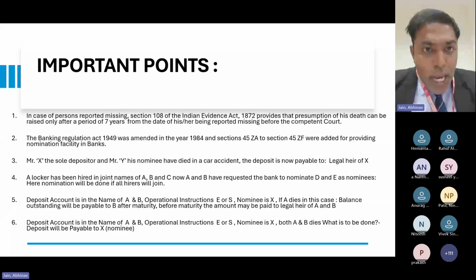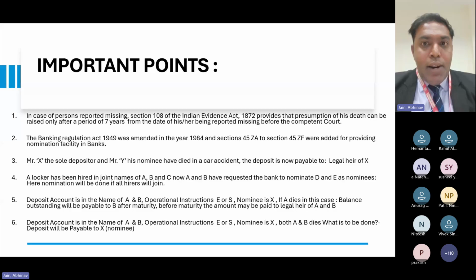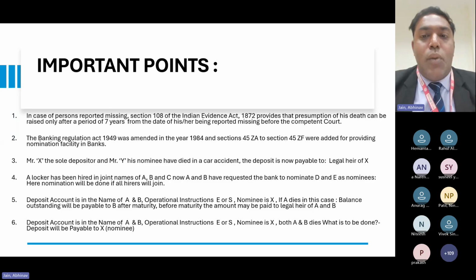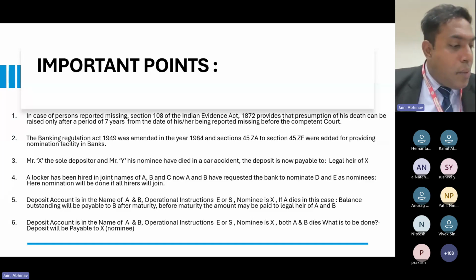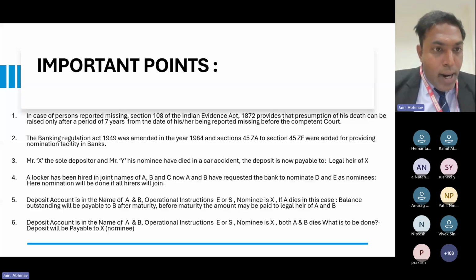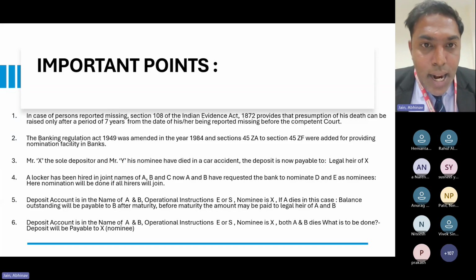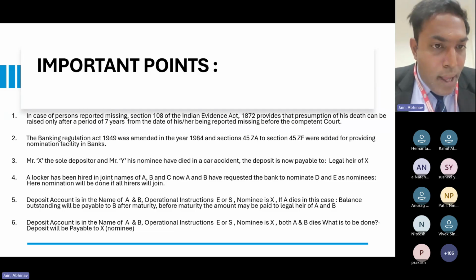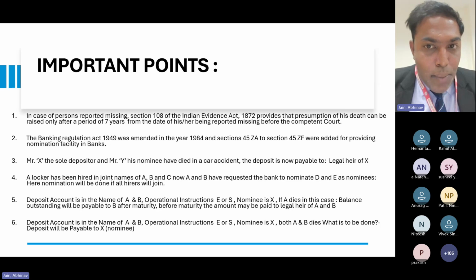Please do remember: Section 108 of the Indian Evidence Act 1872 provides that presumption of death can be raised only after a period of 7 years from the person being reported missing before the competent court. This question I have already discussed. 7 years, Section 108 Indian Evidence Act, missing person. Another important thing: the Banking Regulation Act 1949 was amended in 1984 and Sections 45ZA to 45ZF define nomination.